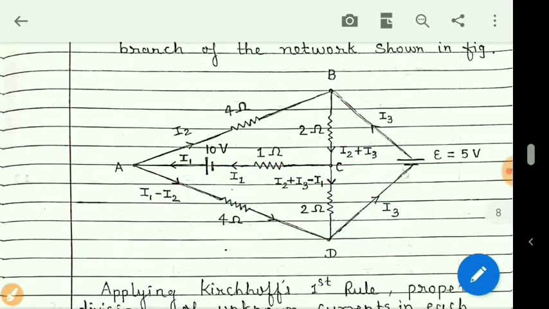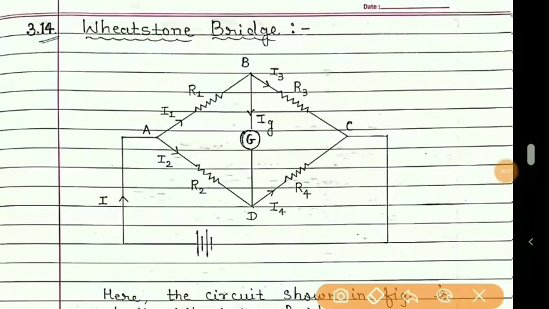So this is about example number 3.7. Now a most important topic, 3.14, Weston's bridge. This theory is frequently asked in the board exams. If the theory is not asked, then an example or a problem related to this theory is also asked.